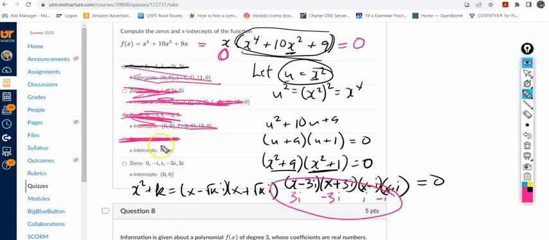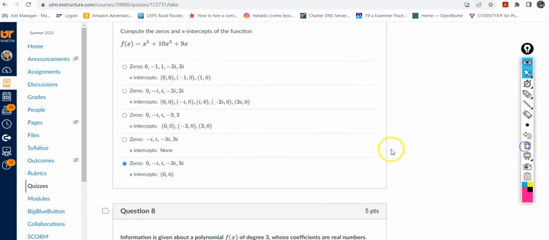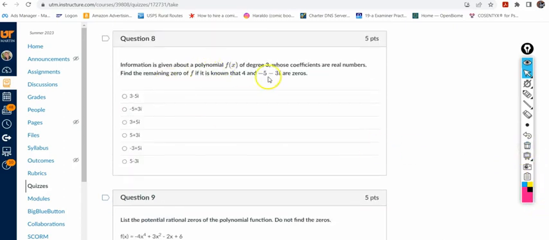And from that alone, we actually wouldn't have had to do that substitution. We would have had the only x-intercept is 0, 0, because 0 is the only real 0. So I'm going to have that one there. Let's keep going.